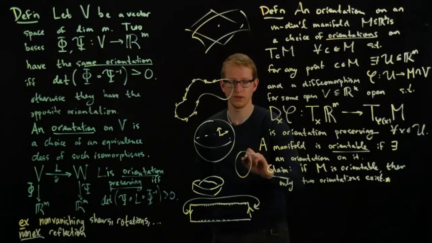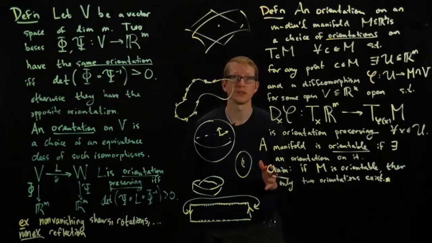Another example is the torus. Lots of manifolds that you can think of are orientable.